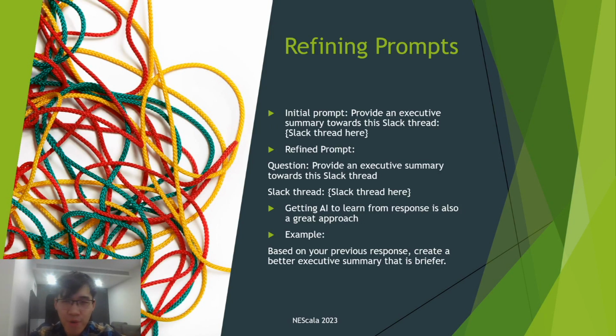And as I was mentioning before, here's a slide to talk a bit about refining prompts. So for example, in this scenario, I'm just asking to provide an executive summary of this particular Slack thread, and we're just putting the Slack thread here. But instead, we could divide it into two different sections. We specifically specify where the question is so that ChatGPT isn't confused. So in this scenario, we mention the question, provide an executive summary of the Slack thread, and then we put the Slack thread there.